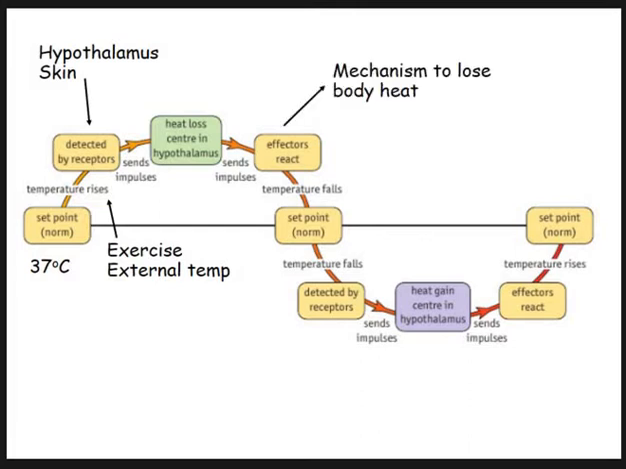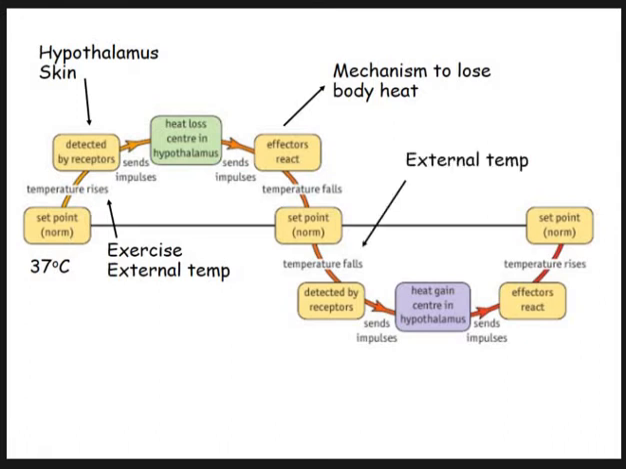But this is detected by those receptors in your skin and your hypothalamus. They feed information straight to the heat loss center in the hypothalamus, okay? And the hypothalamus causes your effectors to react, or the mechanisms inside your body to lose heat, such as sweating, for instance. Temperature begins to fall. You go back to your set point again. Negative feedback, okay? Absence of the message stops any actions because everything's back to normal. There's no longer a stimulus, so there's nothing of this happening.